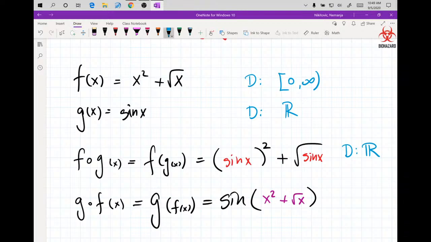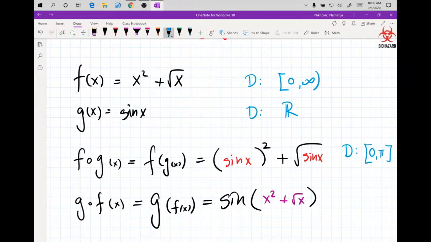Actually, no. Domain over here is sine x larger or equal than 0. That's the domain. And you can find the domain of when that is happening, right? For what values of sine? That's 0 to pi. So 0 to pi. So that's the domain of this function.